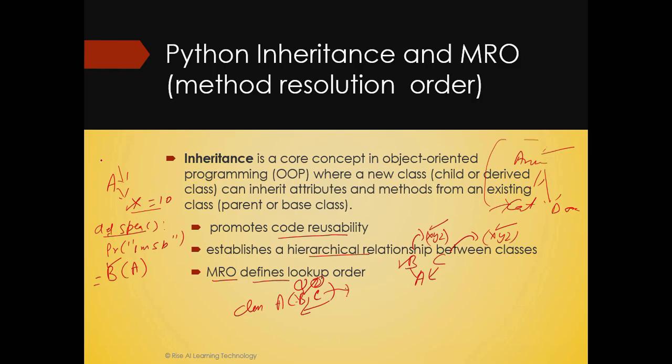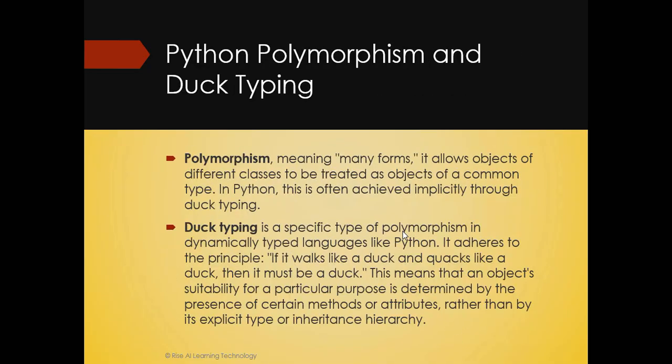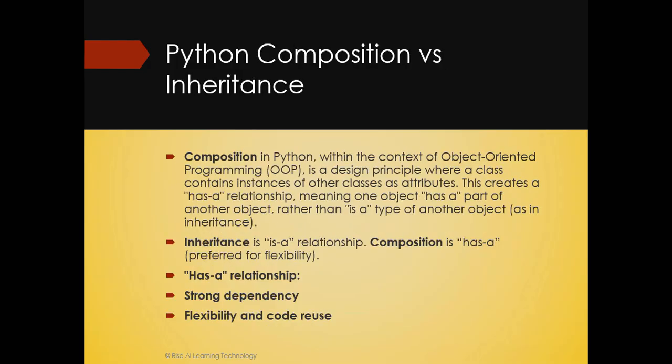So when we are saying here A is inheriting from B, this is a relationship. We call it an "is a" relationship because A is inheriting from B. But in OOPs, we have another concept called composition. So what is composition basically? Composition is having a "has a" relationship.